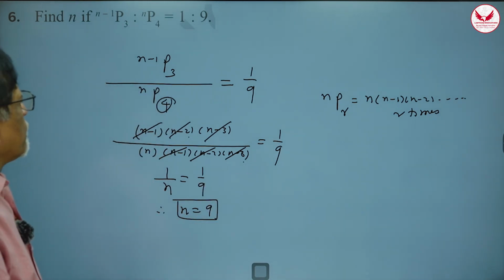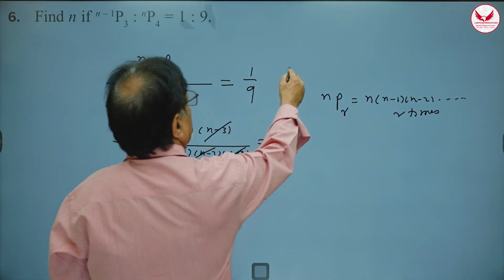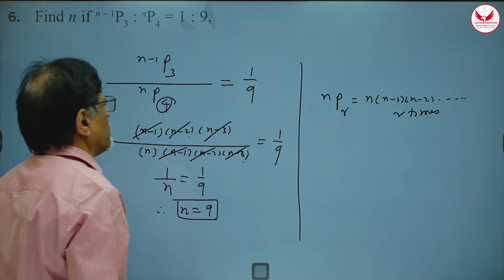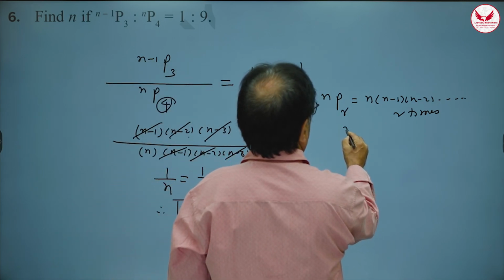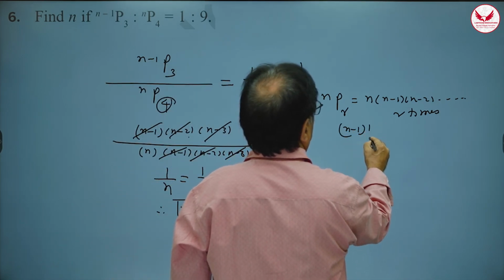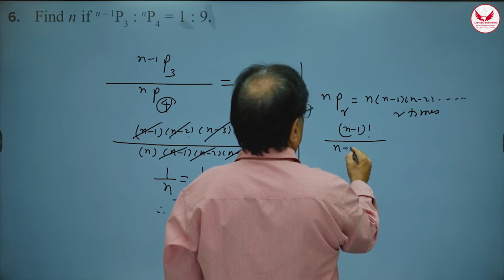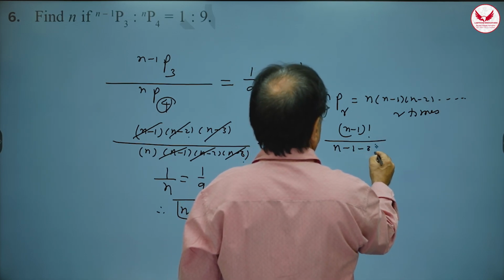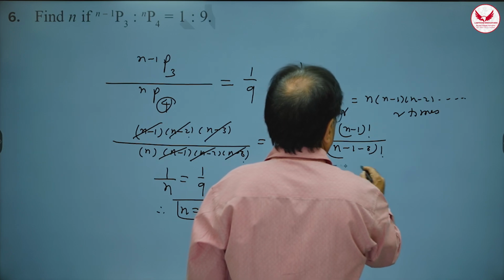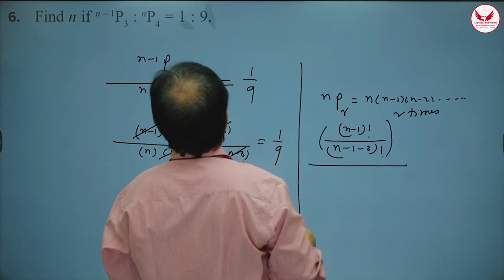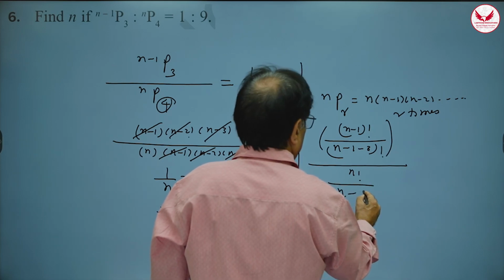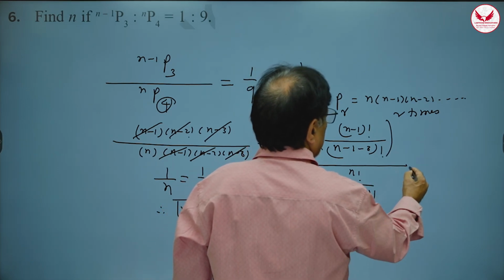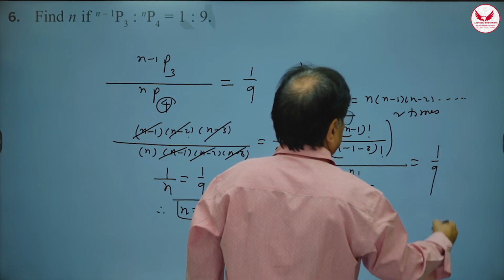Okay? Now suppose I want to solve this same problem by using the formula. Fine. If you want to use the formula, then (n-1)P3 can be written as (n-1) factorial divided by (n-1-3) factorial, this is the numerator, and the denominator is n factorial divided by (n-4) factorial. That is equal to 1 upon 9.